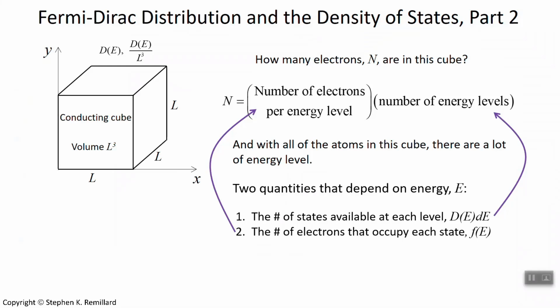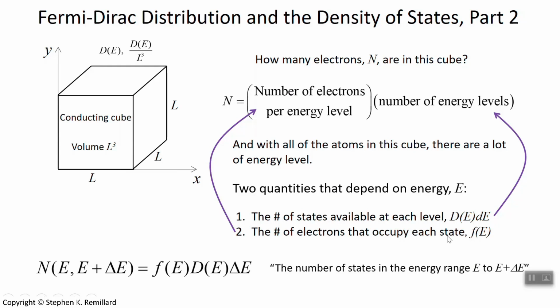And the number of electrons per energy level answers the question of how many are home. It's the number of electrons that occupy each one of these states. And F of E, the Fermi function, answers that question. The Fermi-Dirac distribution, F of E, is the probability that a state is occupied.